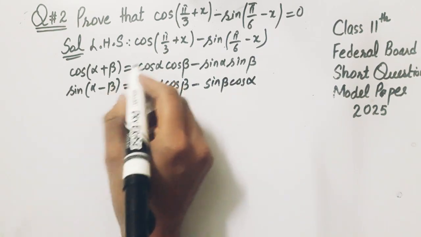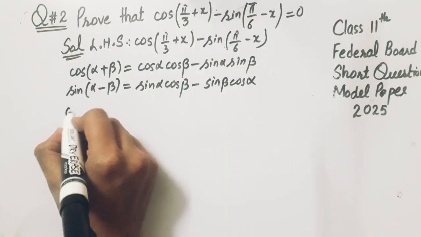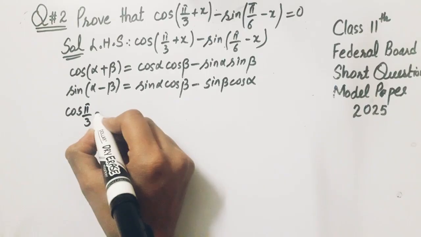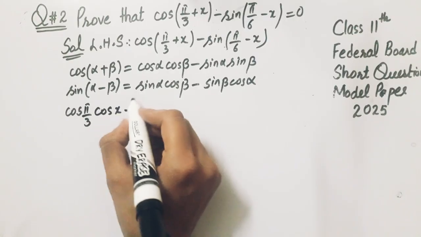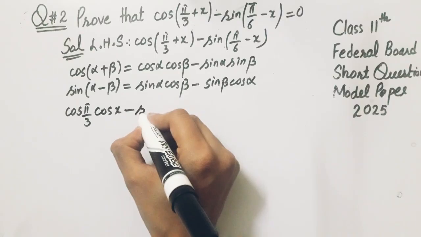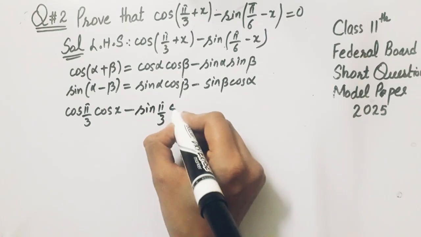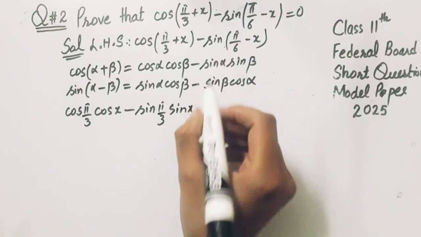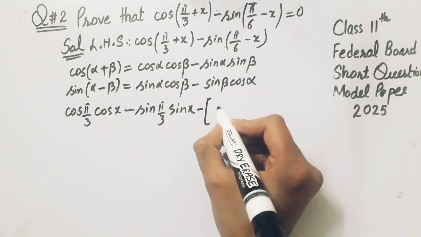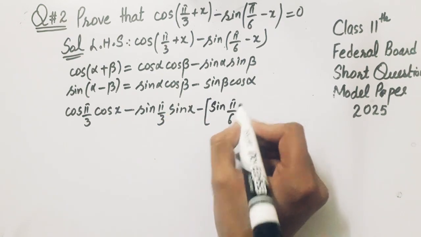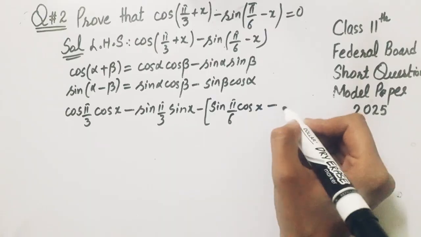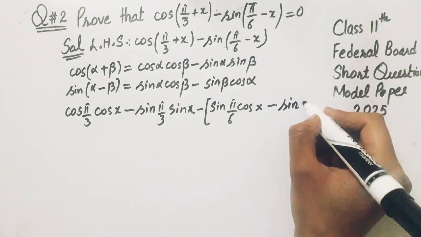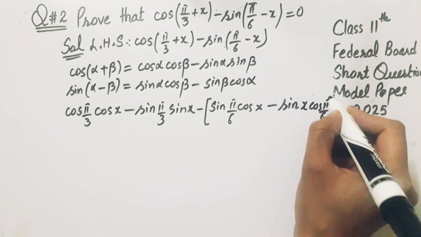So we will apply these two formulas in this. We have cos pi by 3 cos x minus sin pi by 3 sin x. Here we have the value is minus sin pi by 6 and cos x and minus sin x and cos pi by 6.